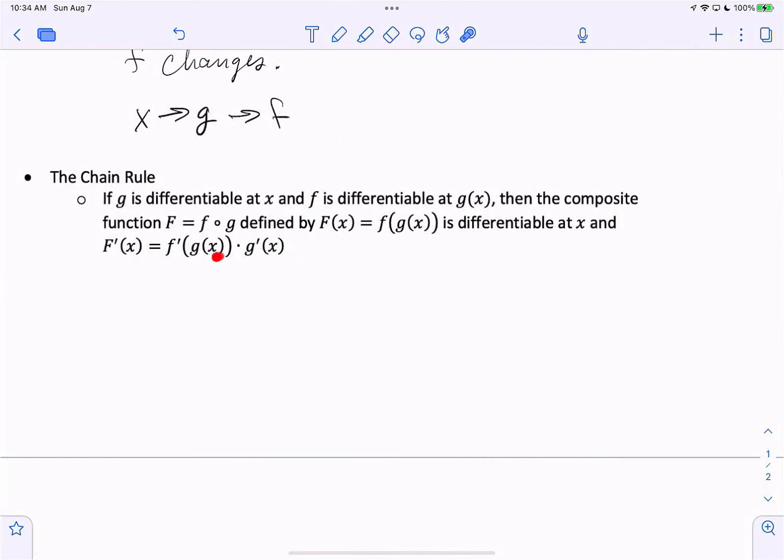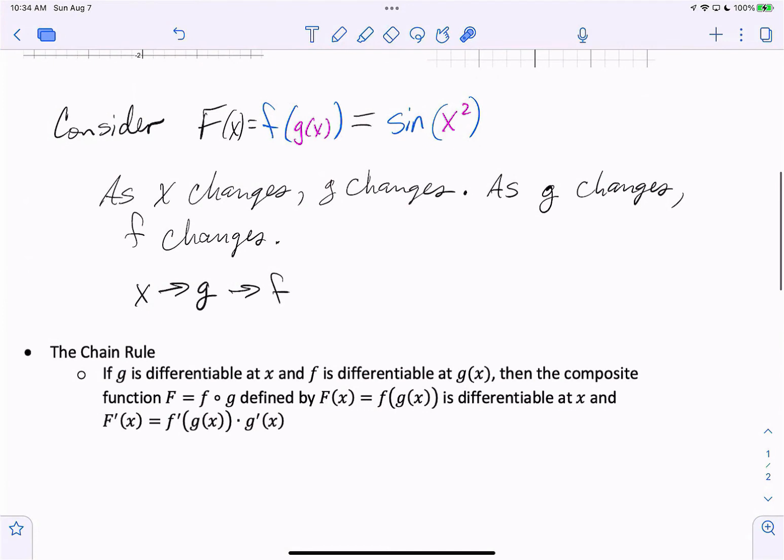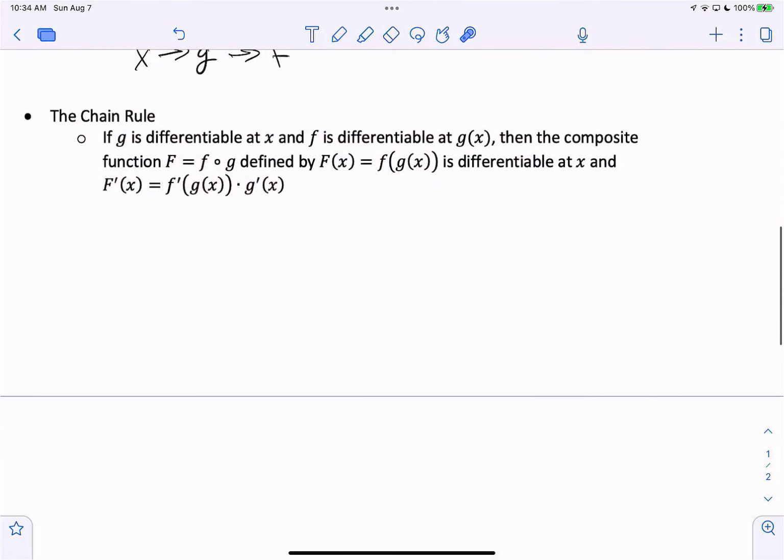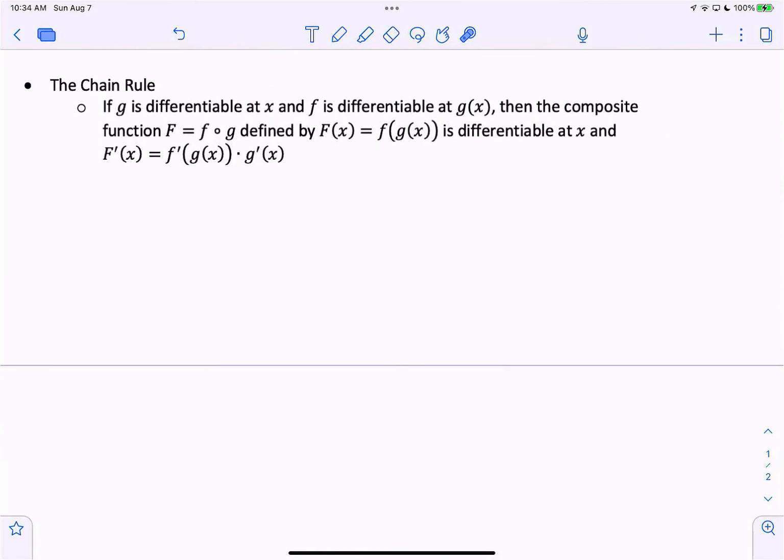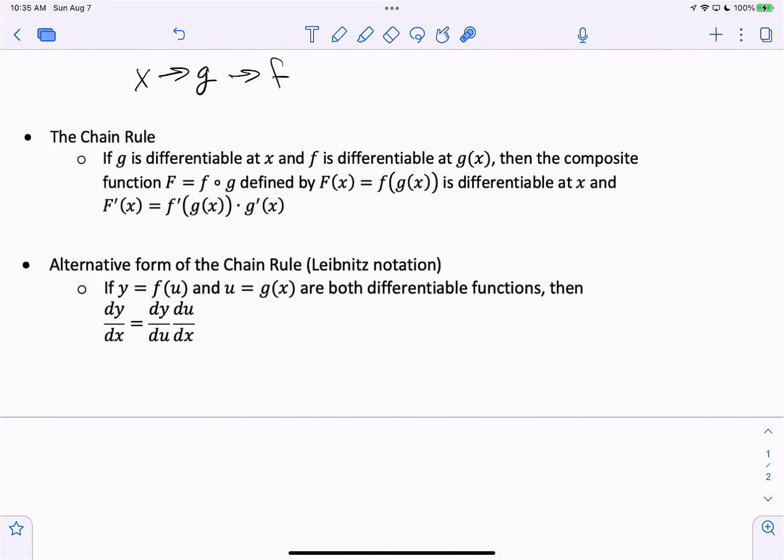Now about this g of x, it's because when I write down a derivative of a composition, what the outside function is holding isn't going to change. I'll come back to that in just a minute. Don't worry about it right now. First, I'm going to give you the alternative form of the chain rule.